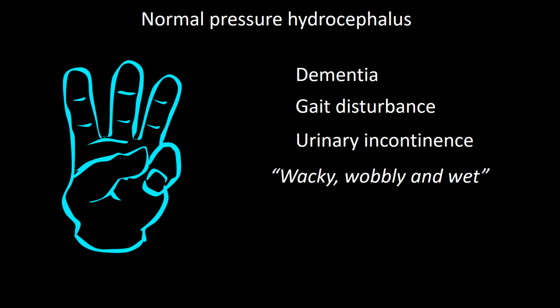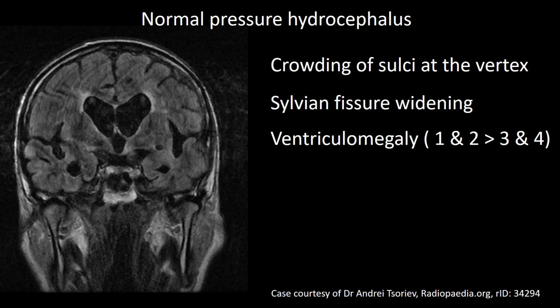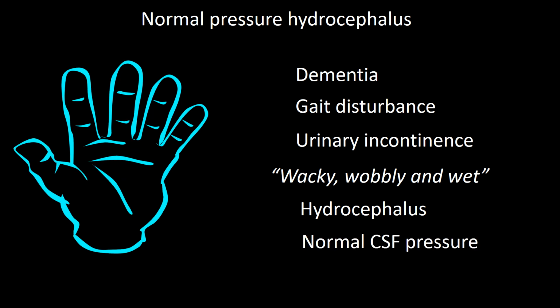In addition to this triad, patients with normal pressure hydrocephalus have hydrocephalus with very peculiar characteristics. Crowding of the sulci at the vertex, that is, no increase in subarachnoid space volume on the top part of the brain. Sylvian fissure widening, which indicates widening of the subarachnoid space in that region, and ventriculomegaly, most prominently involving the lateral ventricles. It is important to stress that the CSF pressure is normal, although episodic increase in CSF pressure in these conditions has been reported.